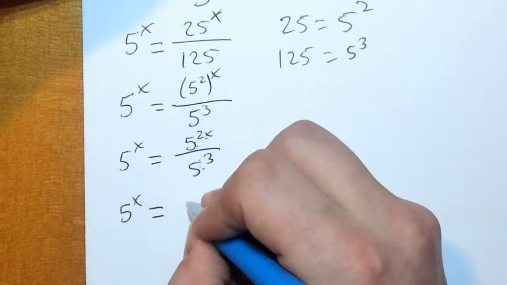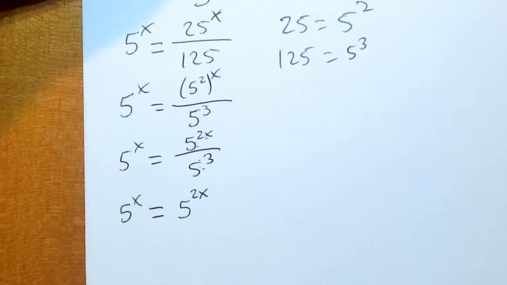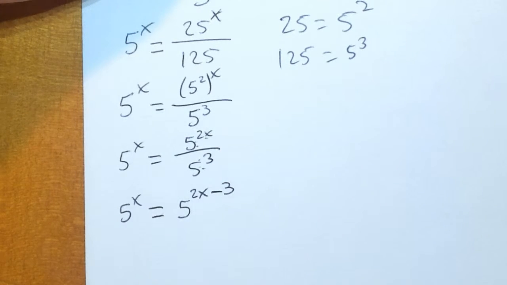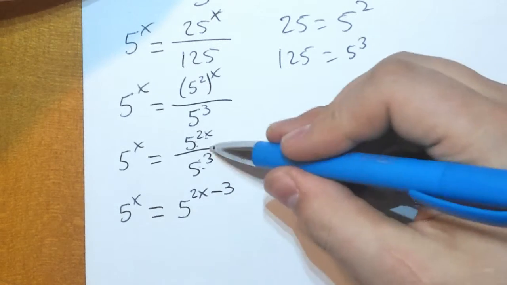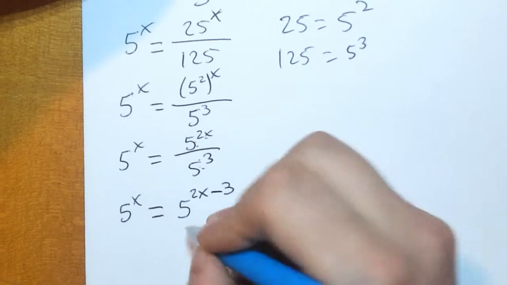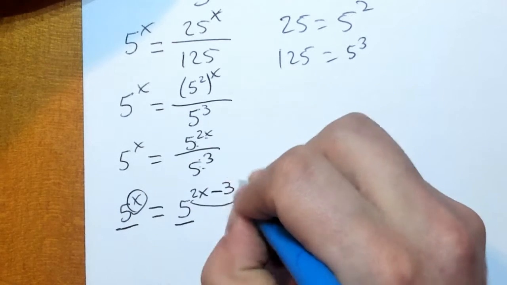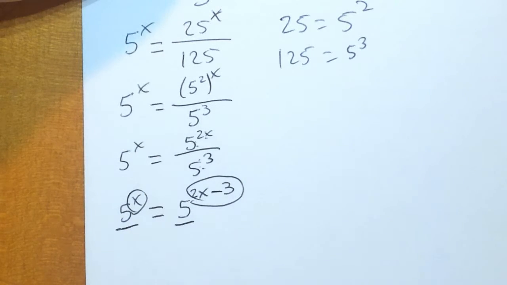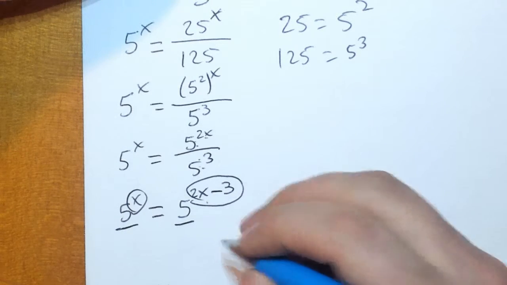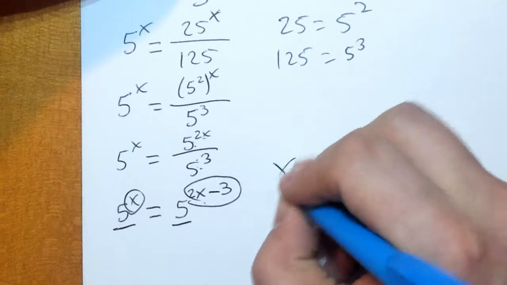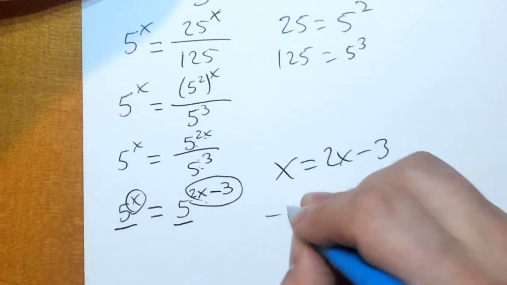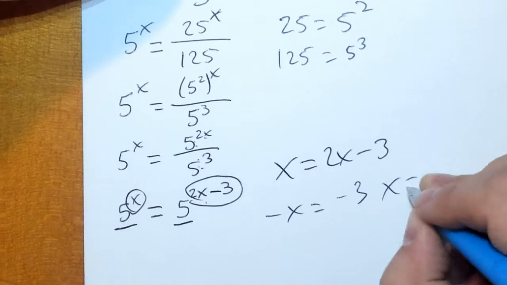5 to the x equals, this will be 5 to the 2x, the one on top, subtracting the one on bottom, which was 3. So we use those exponent rules to make a nice little expression right here that we can then use to say, hey, we've got the same base, so we can set our exponents equal to each other. So here's our equation that we get from this. We get x equals 2x minus 3. Solving for x, that would be negative x equals negative 3, so x equals 3.